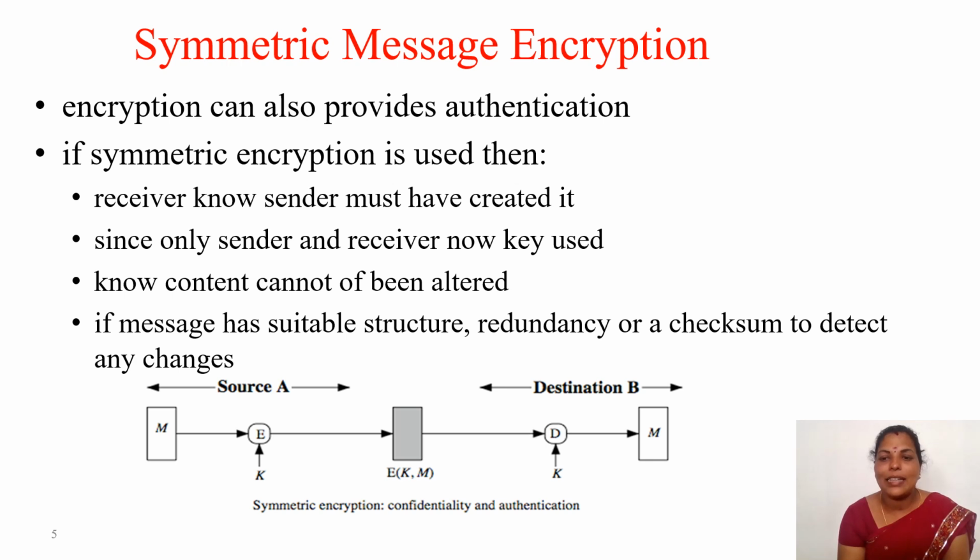So the receiver will think that the message is not altered if the message has suitable structure, redundancy, or a checksum to detect any changes. Because on the receiver side we can have some checksum check or cyclic redundancy check. Many things are there to find out whether any error is present in the message. So if the receiver is not finding any errors, then the receiver thinks that it is received from the corresponding sender only, because the sender and the receiver only know the key and the sender only created the key.